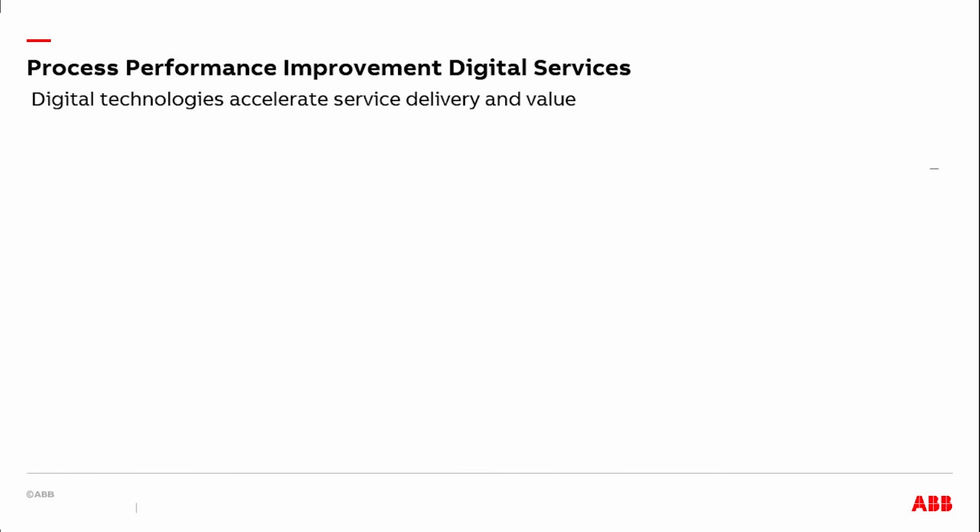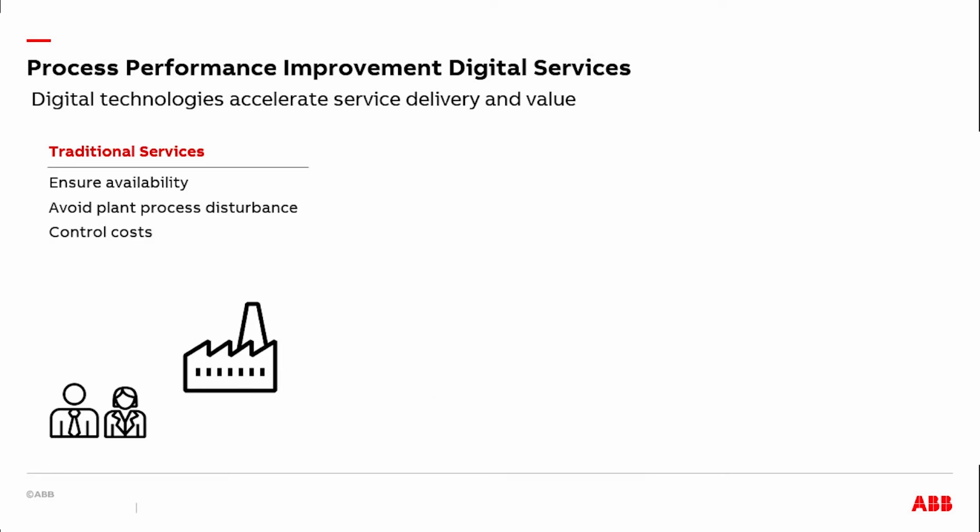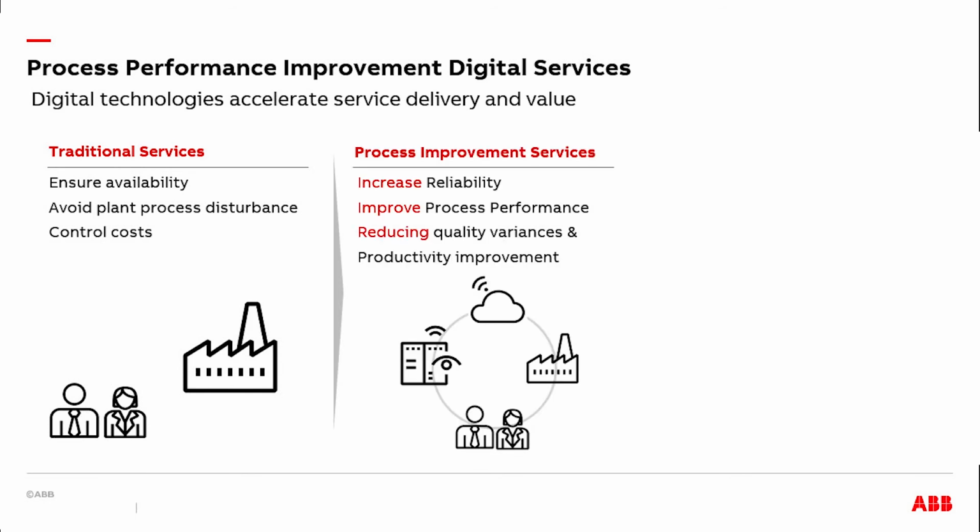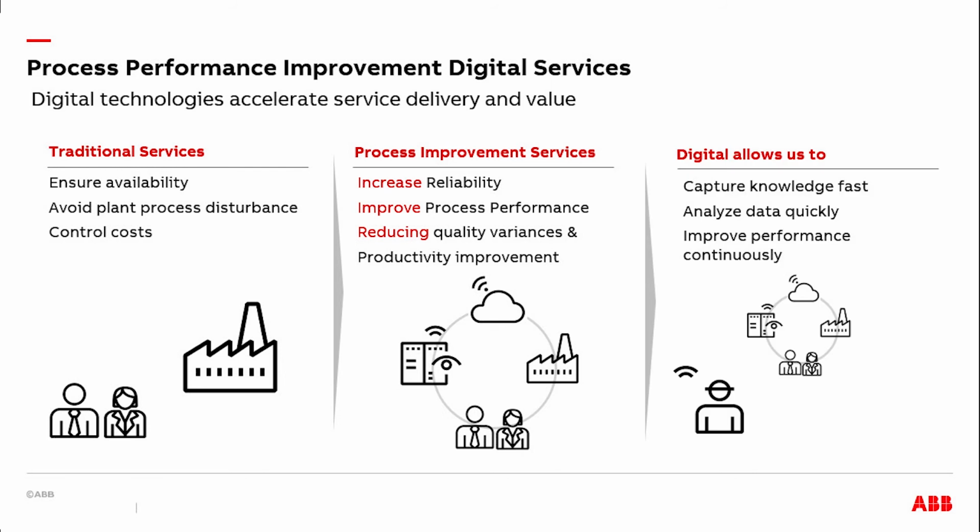Digital technology accelerates service delivery and its value. A traditional service ensures the availability of the system, avoids plant process disturbance, and reduces cost on a short-term basis. Process improvement services increase reliability, improve process performance, and reduce quality variances, with productivity improvements. But digital captures knowledge fast, analyzes the data quickly and improves performance continuously, on a long-term basis.